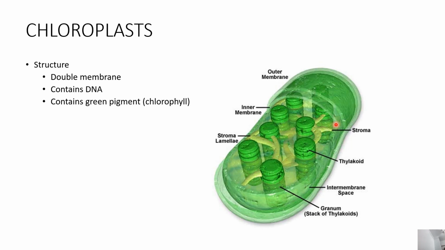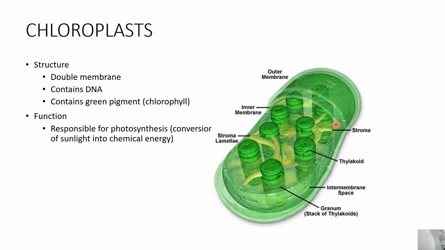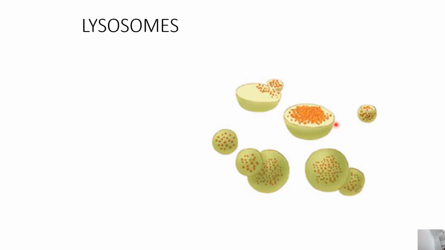Now for the chloroplast, the structure is a double membrane, it contains DNA, and it contains a green pigment, also known as chlorophyll. The function is that it's responsible for photosynthesis, the conversion of sunlight into chemical energy, and cell type, plants and animals. Sorry, plant cells, not animal cells.